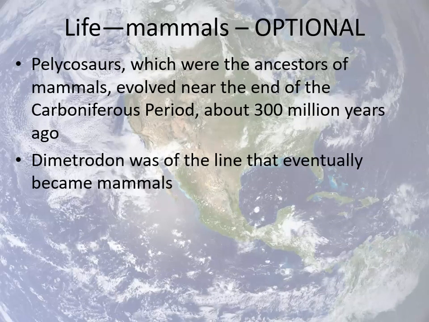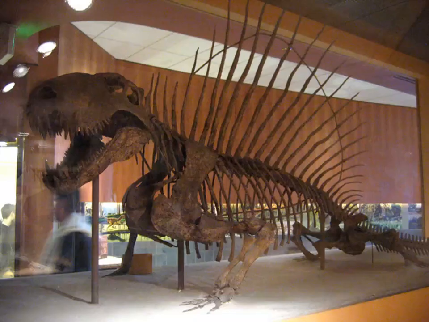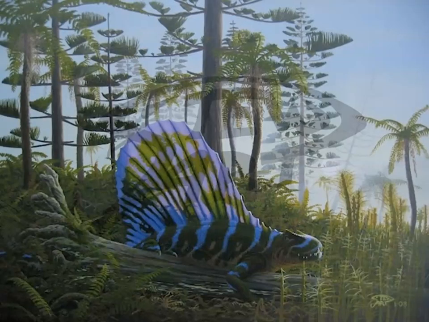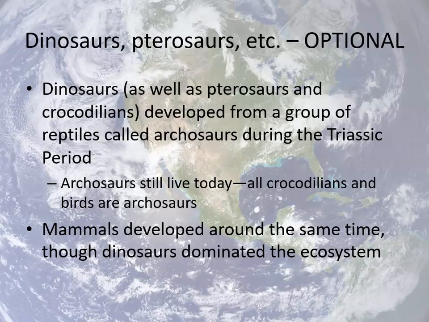And what about mammals? Well, the ancestors of mammals really started taking shape about 300 million years ago, and Dimetrodon was a particularly ferocious creature that lived around that time, and it was of the line that would eventually become mammals. This thing was about 10 feet long. And here's another image of this.